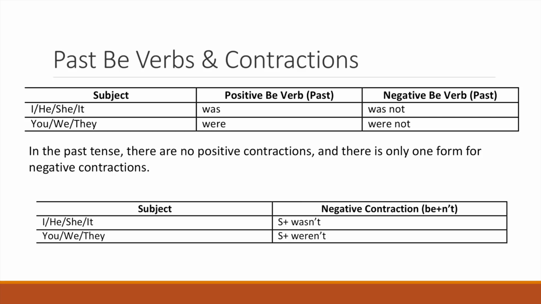In the past tense, there are no positive contractions. There's only one form for the negative contractions. That's to join the be verb, was or were, with the word not to form wasn't or weren't. For example, I wasn't, he wasn't, she wasn't, it wasn't, you weren't, we weren't, or they weren't.